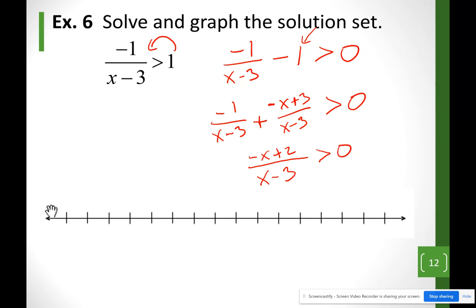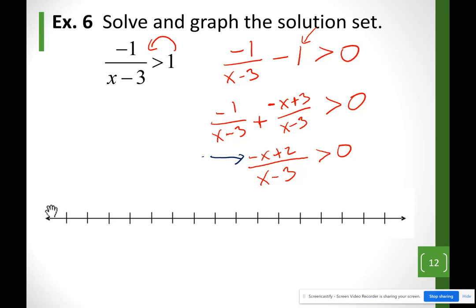Okay, so negative x plus 2 over x minus 3 is greater than or equal to 0. All right, so now let's take a look at the top. What value of x makes the top equal to 0? Like I said, I'm just focused on the top.